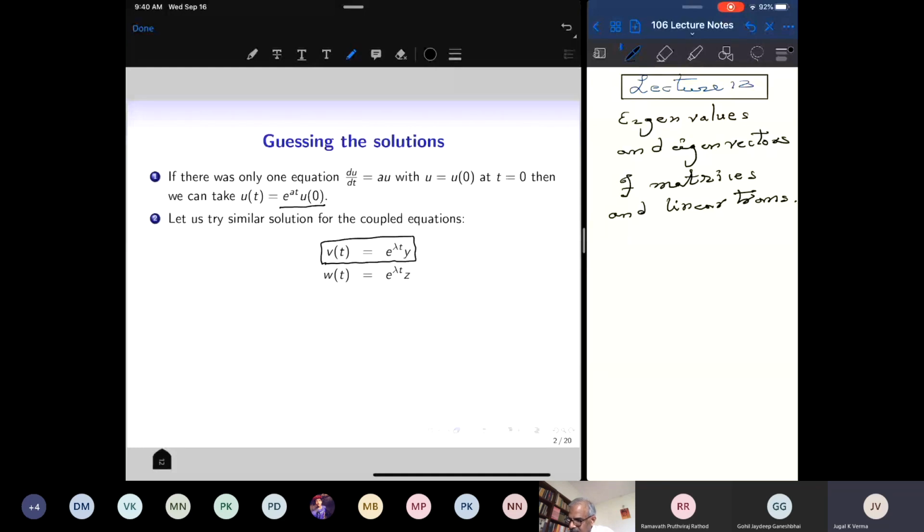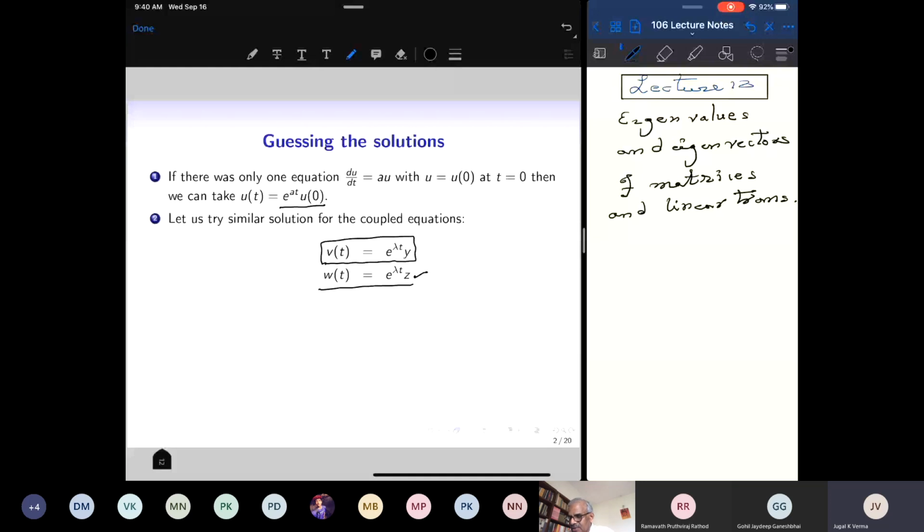So I have put e to the power lambda t, times a constant y. And w(t) similarly is e to the power lambda t times z, where z is some constant. And I have taken lambda equal. And we will see whether we can find solutions with equal lambda. So we are just guessing here that the coupled equation may have a similar looking solution.